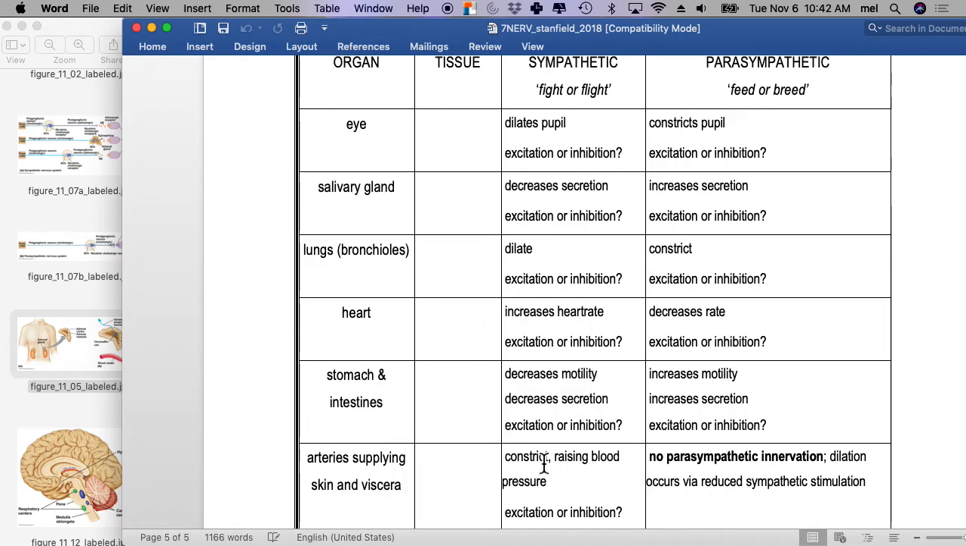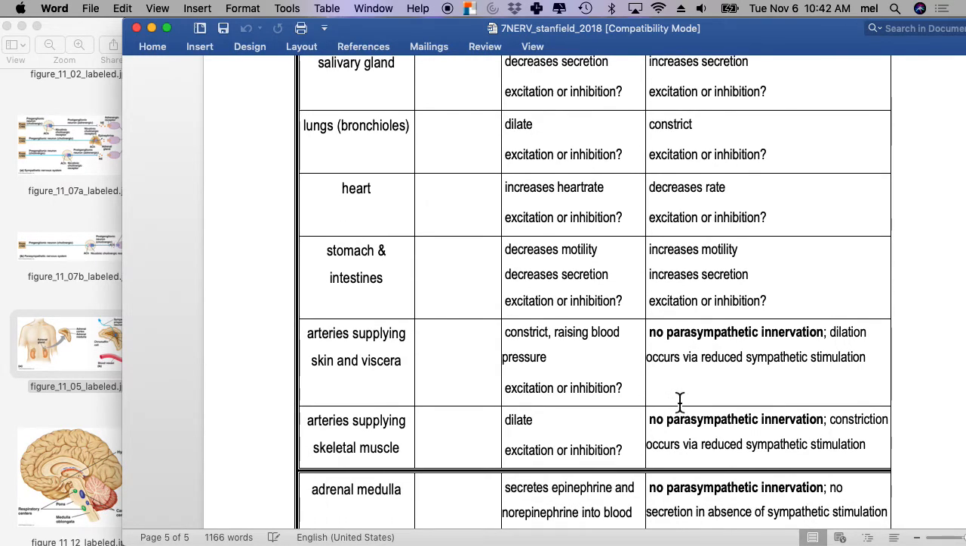Decreases motility and secretion. Does that represent excitation or inhibition? Inhibition. And then parasympathetic increases motility and secretion. Okay, now this is where it gets different, and I want you to listen because this is important for the next set of notes as well.